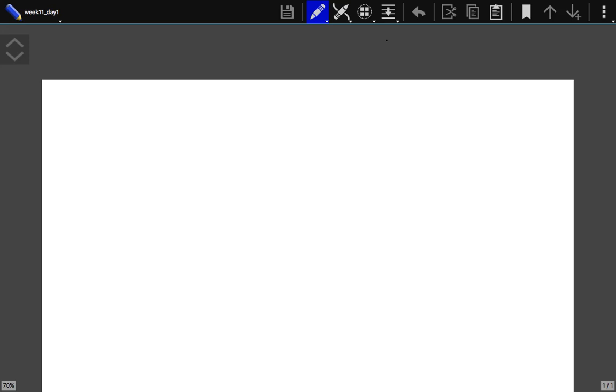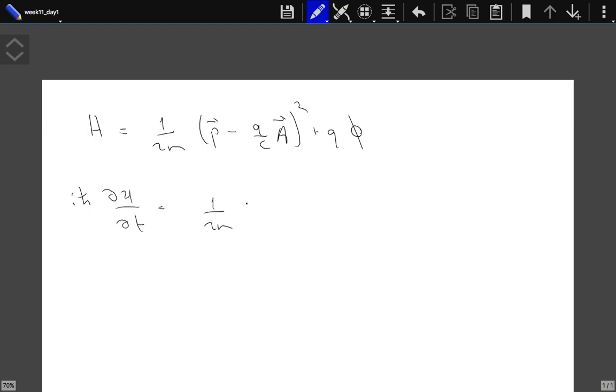Let's just assume, for simplicity, we have a magnetic field, and so this is our Hamiltonian. The Schrödinger equation is just i h bar ∂ψ/∂t is equal to 1 over 2m times (minus i h bar gradient minus q over c A) squared acting on ψ plus q times φ ψ.